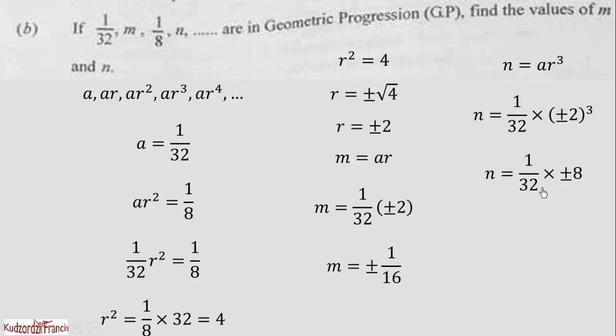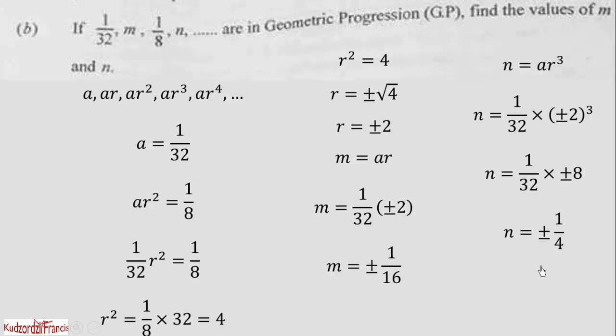The 8 will go into 32 how many times? 4. So that will give you plus or minus 1 over 4. So n is equal to either positive 1 over 4 or negative 1 over 4. You can write it like this, but you can split them if you want.